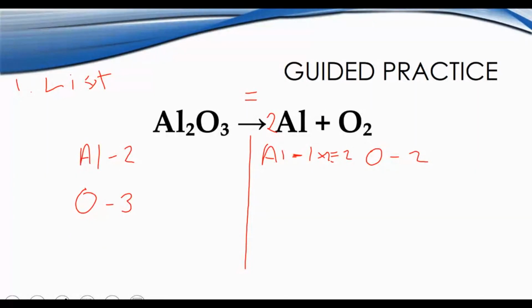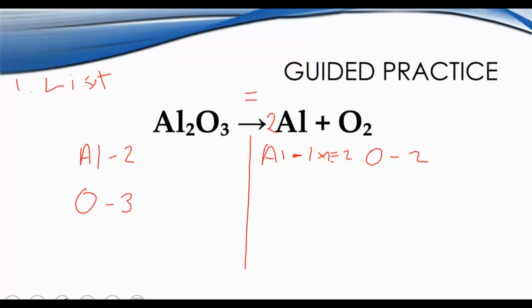oxygens. Now my oxygens here, we started with 3 and we ended with 2. So we have a problem here because I can't really multiply, and when I say multiply, you can only multiply by whole numbers. You can't do decimals because there's not like a half molecule. It's just full molecules, so it has to be a whole number. Started with 3, we ended with 2. What can I do here?